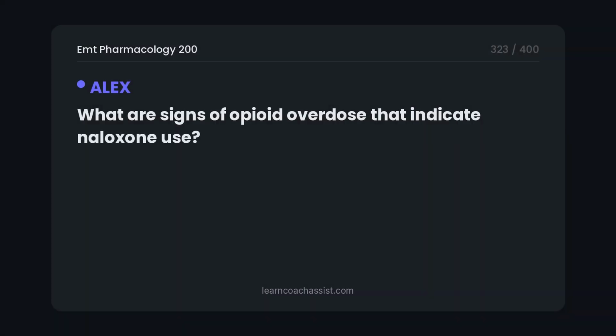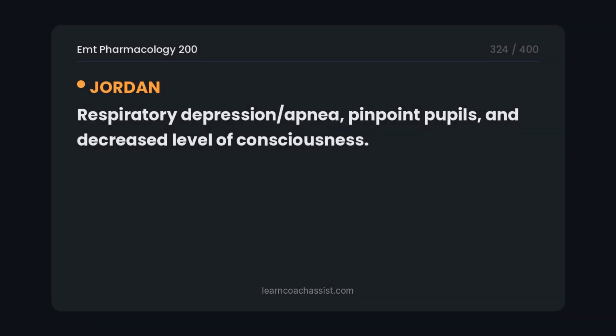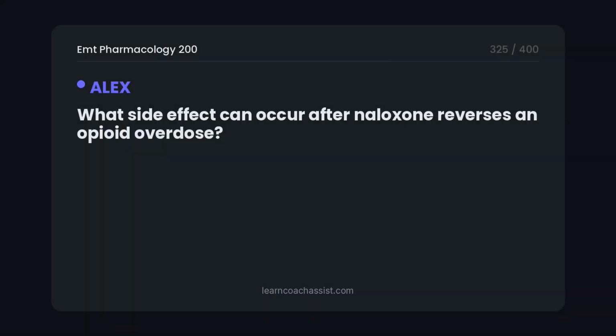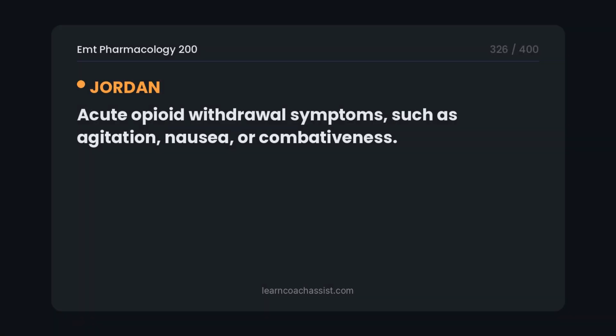What are signs of opioid overdose that indicate naloxone use? Respiratory depression/apnea, pinpoint pupils, and decreased level of consciousness. What side effect can occur after naloxone reverses an opioid overdose? Acute opioid withdrawal symptoms, such as agitation, nausea, or combativeness.